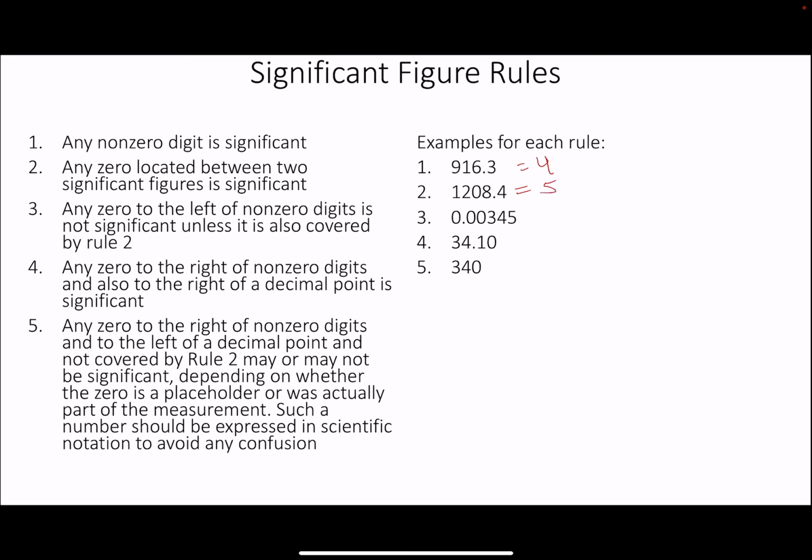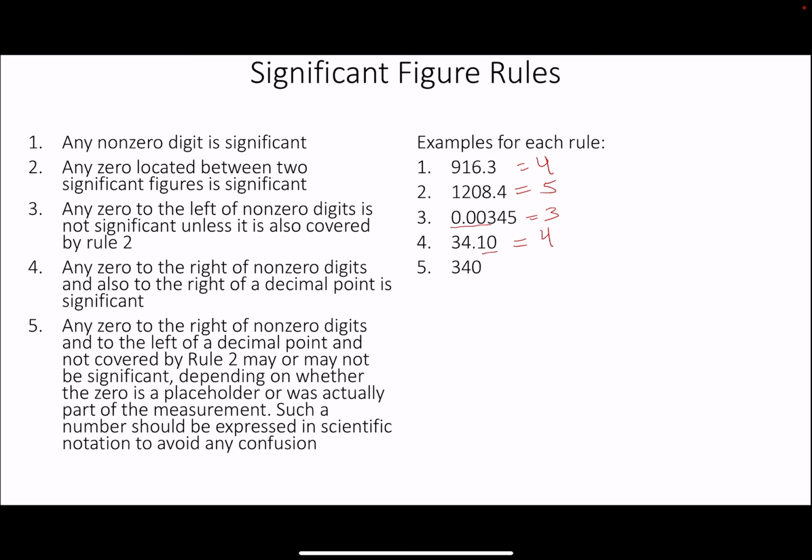And if we look at rule 3, any zero to the left of non-zero digits is not significant unless it's covered by rule 2. So that's looking at these zeros here. They're not significant because there's no non-zero digit to the left of them. So in example 3, there are actually only 3 significant figures in that number. Now rule number 4: if you look at example number 4, 34.10, that 0 was written there for a reason. It indicates something. It's not 34.09, it's not 34.11, it's 34.10. So in this number, there are actually 4 significant figures. Now, rule 5, the one I said is best given by example.